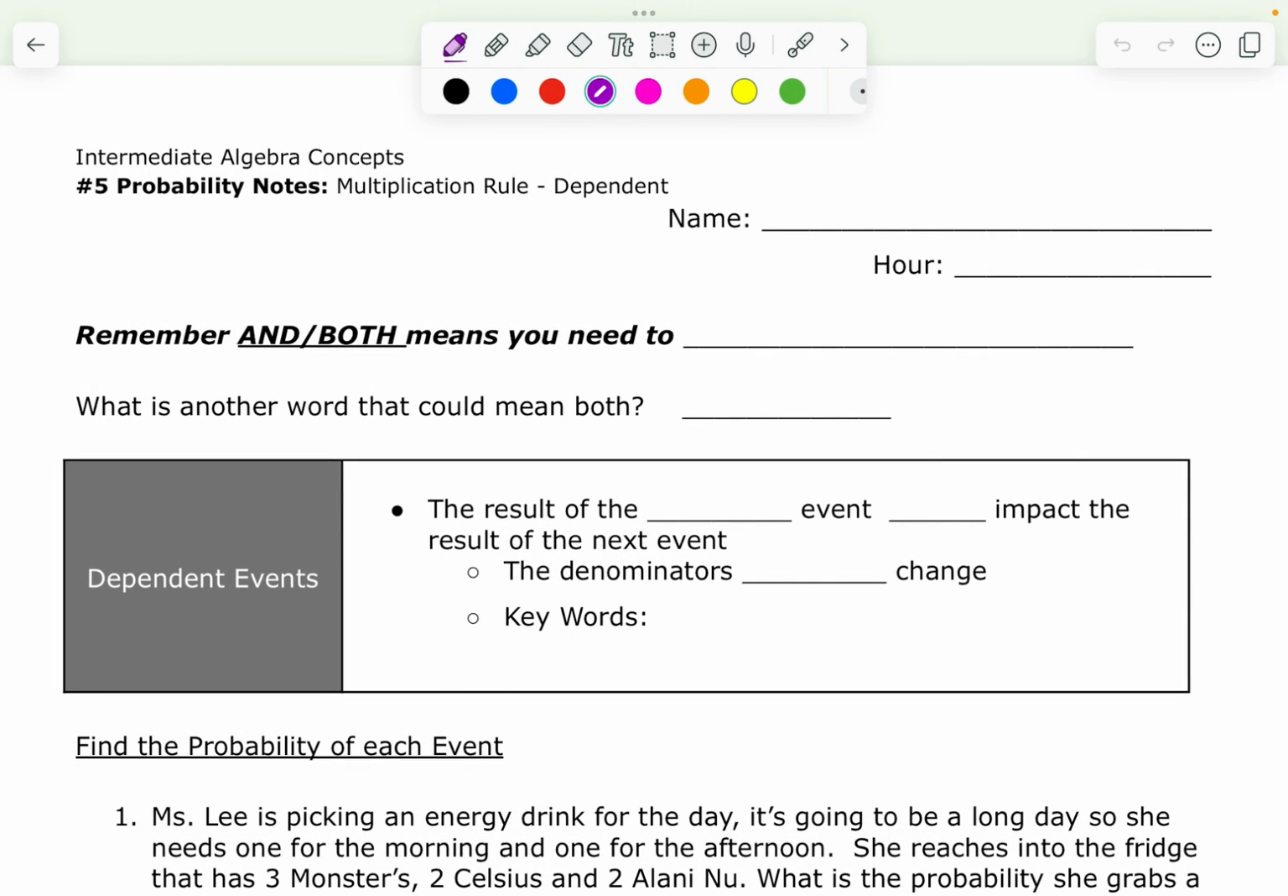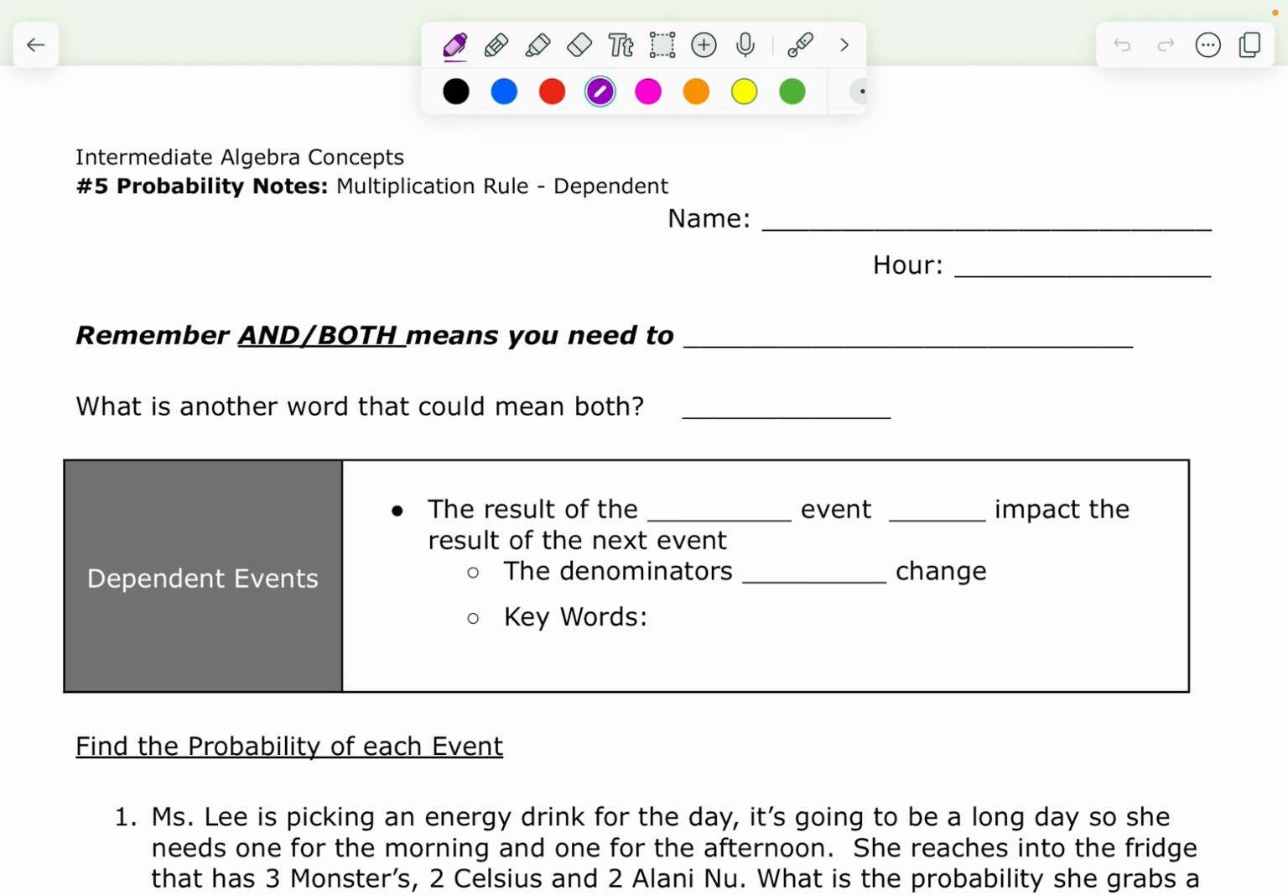Hey guys, so the last couple days we've been looking at our multiplication rule, but with our independent values. So what we're talking about is you're picking something up, but then you put it back in, which when we looked at that, the denominators or the bottom of the fractions did not change. Today, we're going to look at it when we pick it up and we decide to keep it. So then that denominator, that total, might change as we're decreasing.